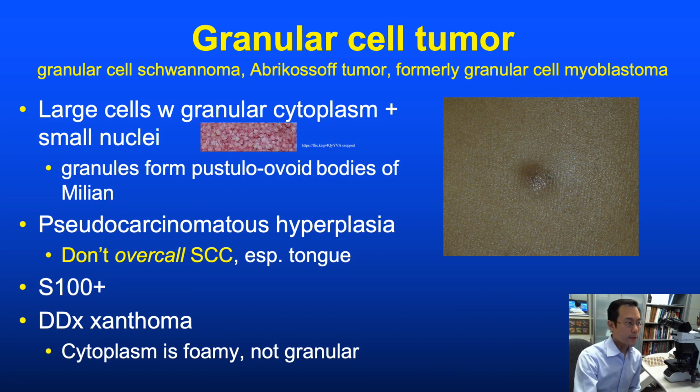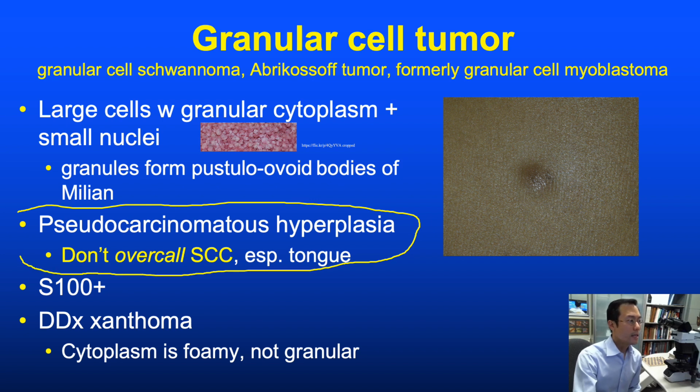Another aspect about granular cell tumor that is highly clinically relevant is the predilection for pseudocarcinomatous epithelial hyperplasia. So these lesions can occur anywhere, but the tongue is an especially common site. In superficial skin biopsies, there is a risk of overcalling pseudocarcinomatous hyperplasia as a squamous cell carcinoma if one does not appreciate the granular cells at the base of the superficial biopsy.